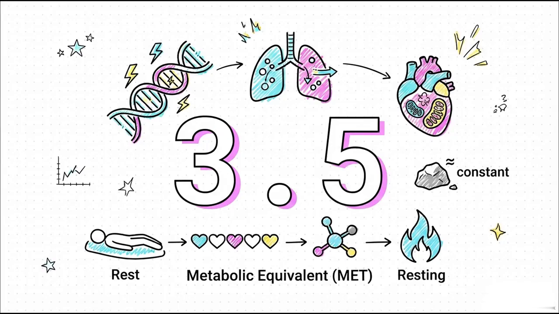And the absolute magic number here, it's 3.5. 3.5 milliliters per kilogram per minute equals exactly 1 MET, or metabolic equivalent. This number is your rock. It acts as the constant, unchanging resting component in every single equation we're going to look at today. No matter what crazy exercise your client is doing, they are always burning 3.5 just to stay alive. It's the base of our entire blueprint.